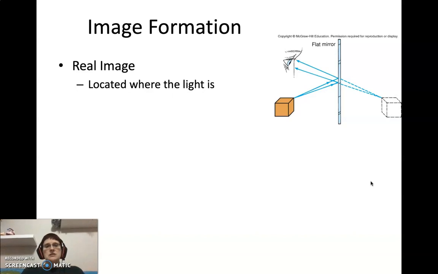So a real image is located where the light is. What do I mean by this? A real image would be something like, for example, the image on your computer screen. The light is being generated at your computer screen, and that's creating your image. For example, if we were in the classroom, the projector is projecting the light onto the screen, and that's where the image is. It's literally where the light is making the image.